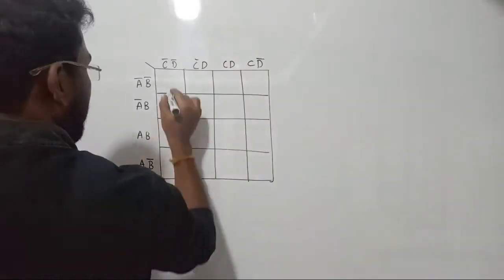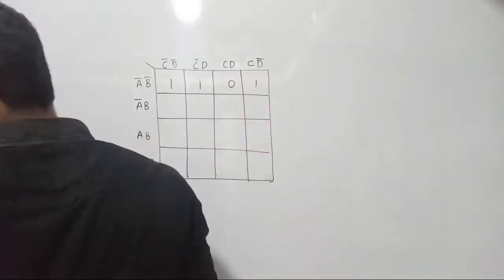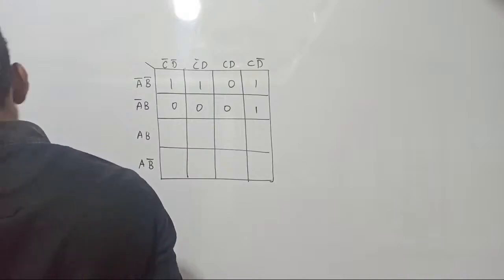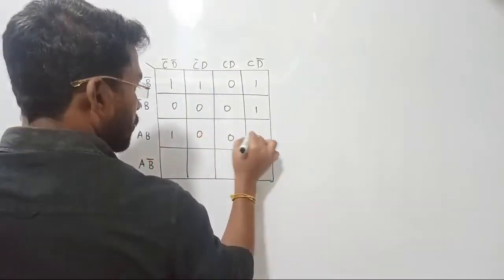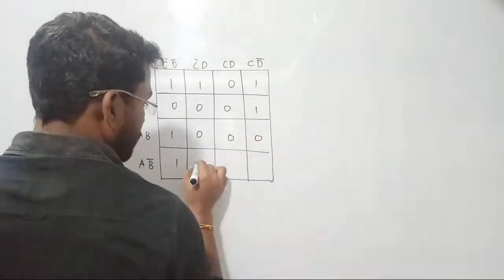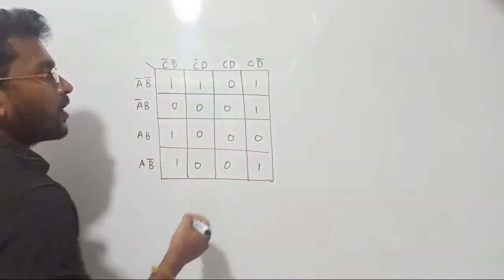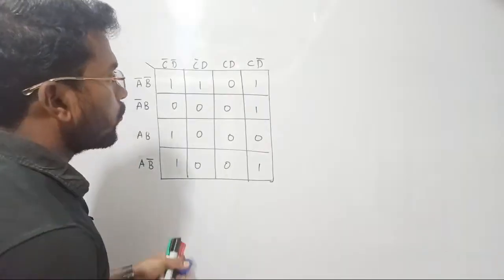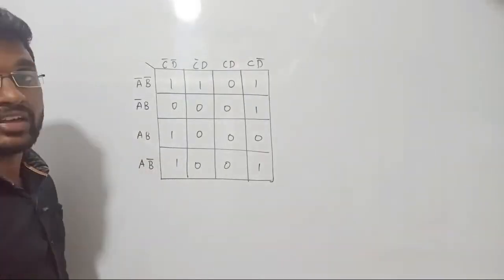Fine. The data given is 1, 1, 0, 1, and in the second row 0, 0, 0, 1, and next 1, 0, 0, 0, and in the last row 1, 0, 0, 1. Clear? That is given, and they had given 4 options: 4, 5, 6, 8. We have to find out the number of essential prime implicants.